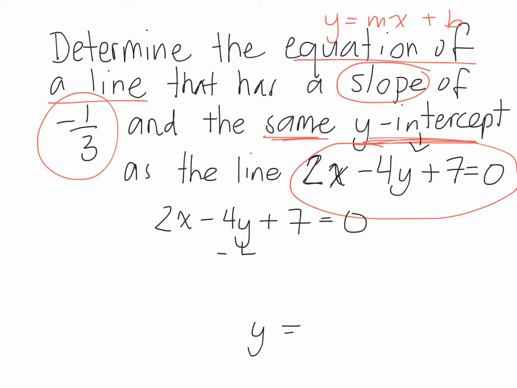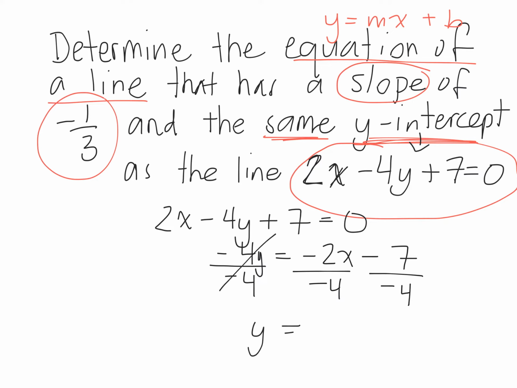So negative 4y equals negative 2x minus 7. Raise your hand if you had that. And then we divide by negative 4. Good. Divide everything by negative 4. So y equals 2 over 4, simplify it, x plus 7 over 4.